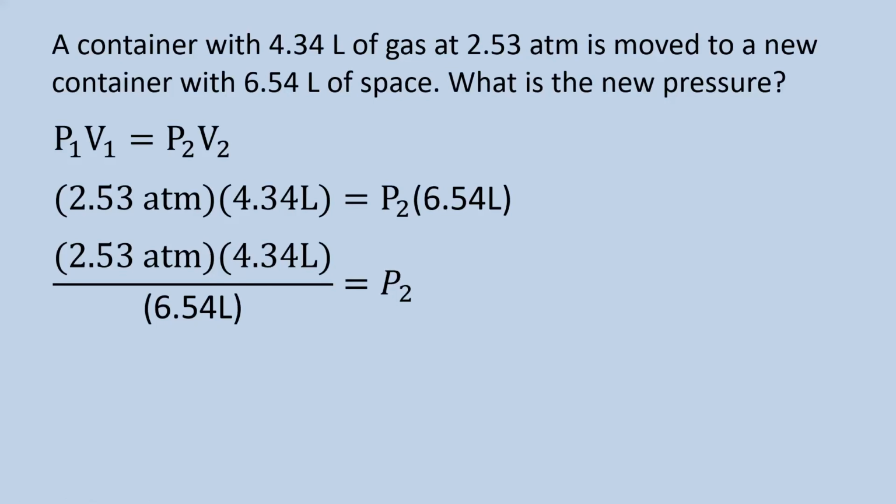We're going to go 2.53 times 4.34, and then we're going to divide that all by 6.54, and these units are going to cancel, so we're going to be left with a value in atmospheres. In 3 seconds, I'm going to show the answer, so make sure you're ready. 3, 2, 1. We'll be left with 1.68 atmospheres, ATM, as the second pressure, and that would be your final answer. Stay with me here, though, because we're going to do another example with a little twist in one moment.